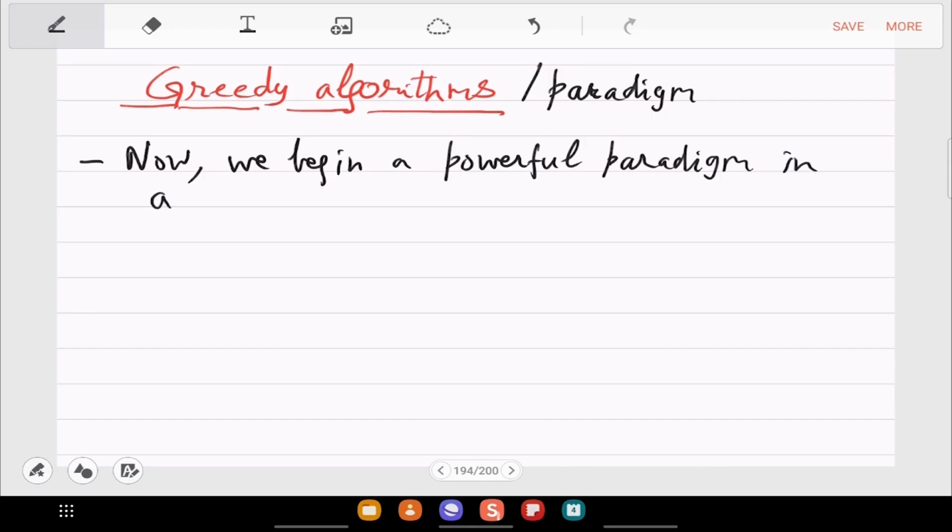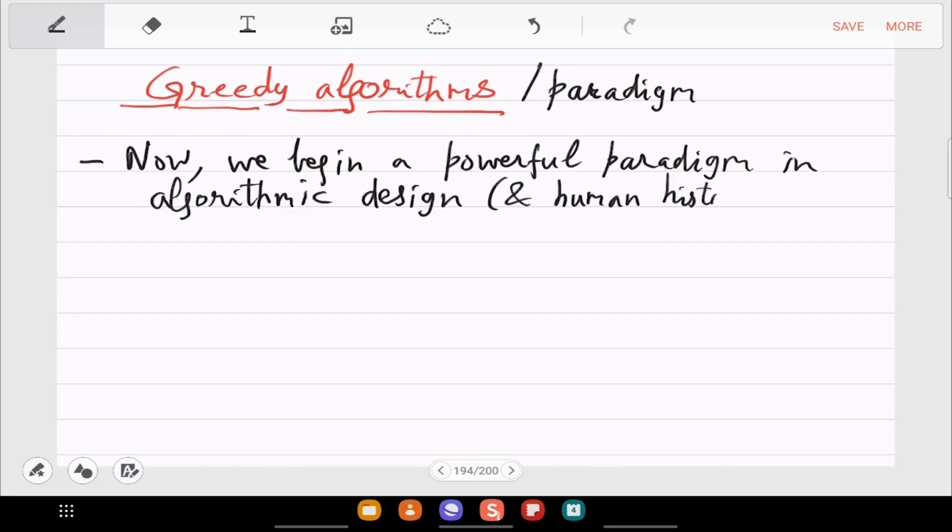In algorithmic design, and also true for human history, it's always very difficult to actually know what you should be greedy for. If you are greedy for the wrong thing, then you will lead to a suboptimal result. If you are greedy for the right thing, you will lead to an optimal result.